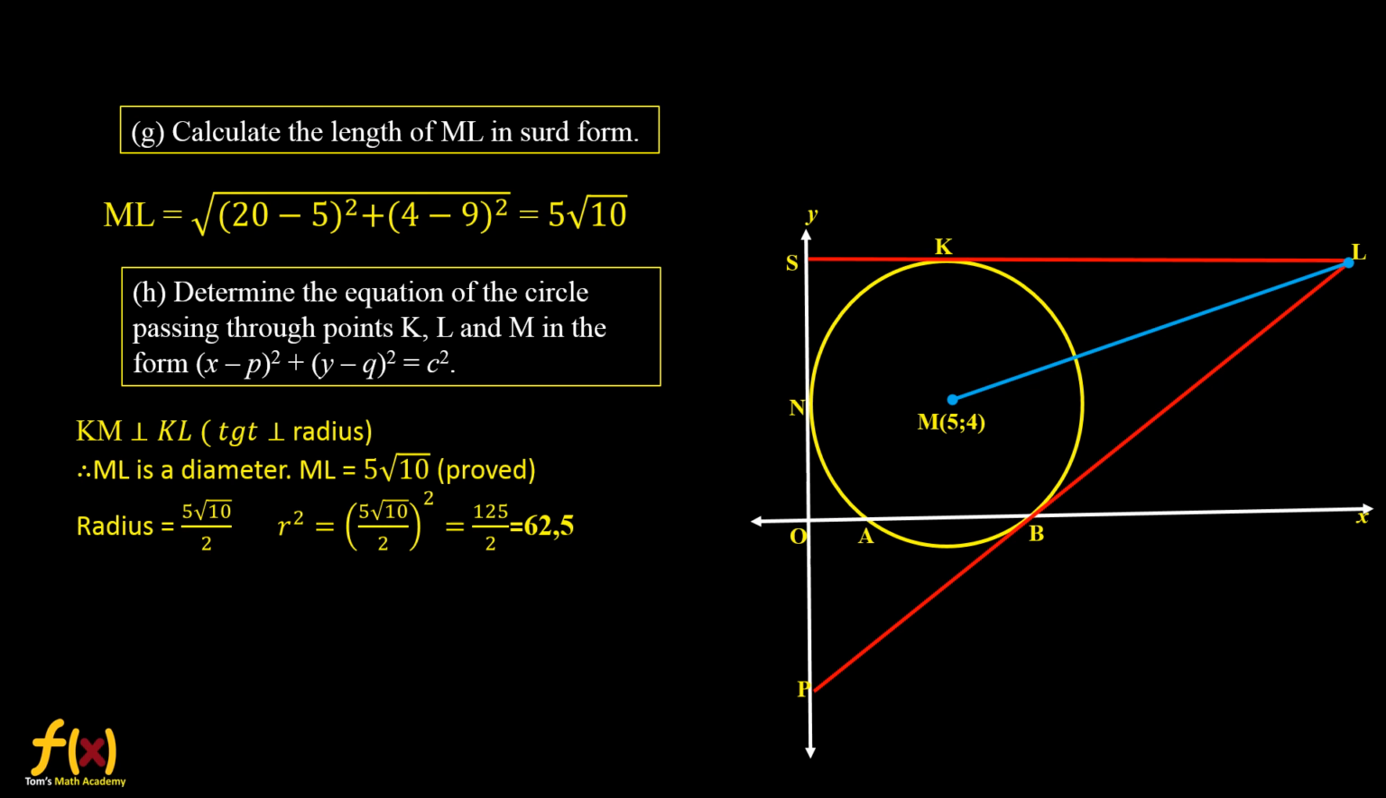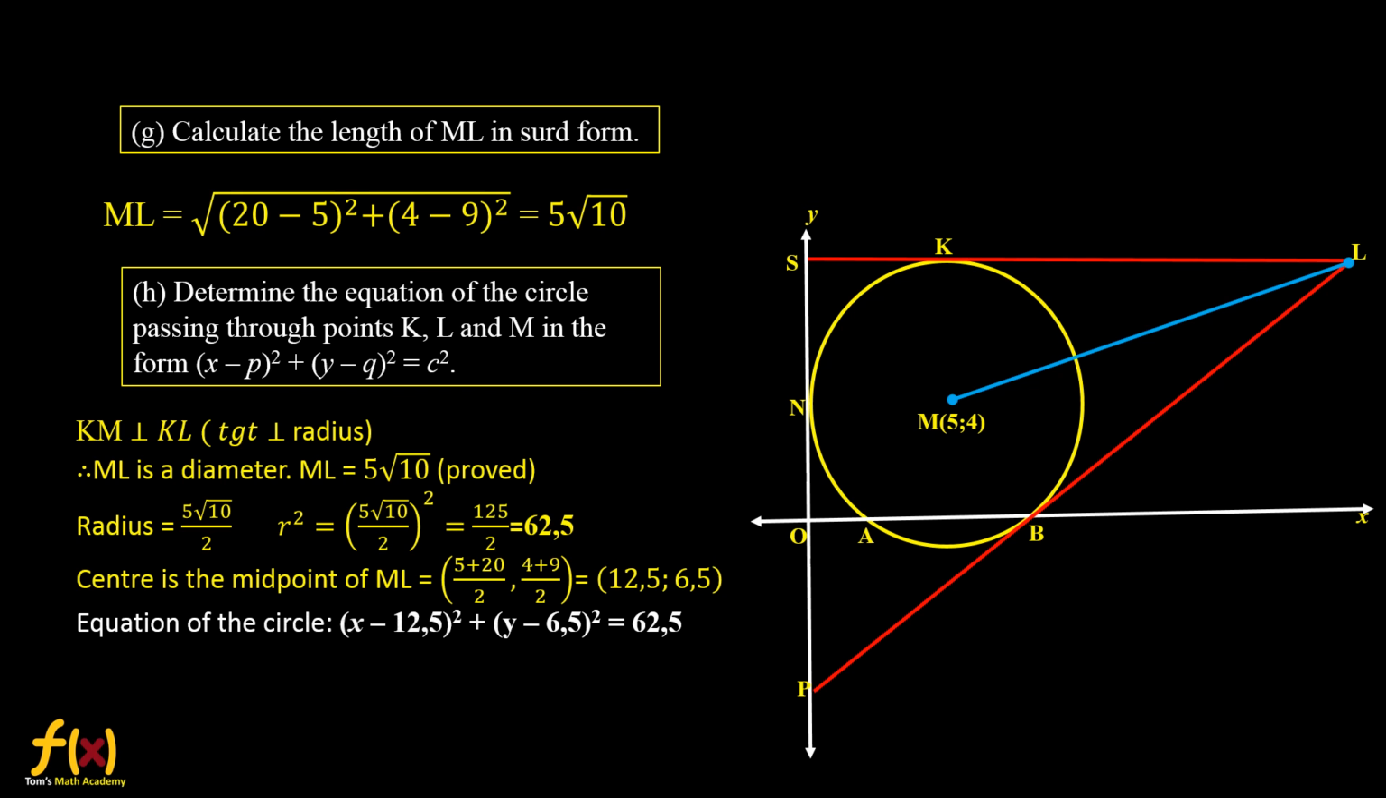Now we are looking for the center. Center will be in the middle of the diameter, the midpoint of ML. So we calculate the midpoint using M and L. We get (12.5, 6.5). Now we can write the equation (x minus 12.5) whole square plus (y minus 6.5) whole square equal to r square. What is r square? 62.5. Okay, so that is a beautiful question.